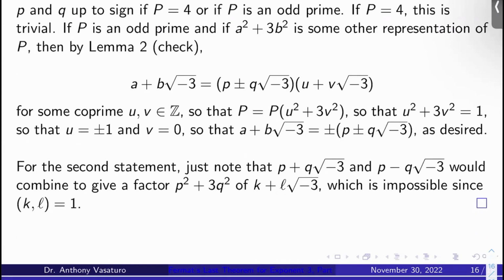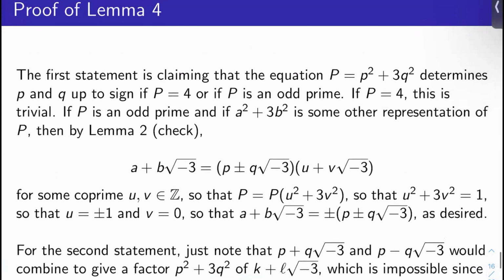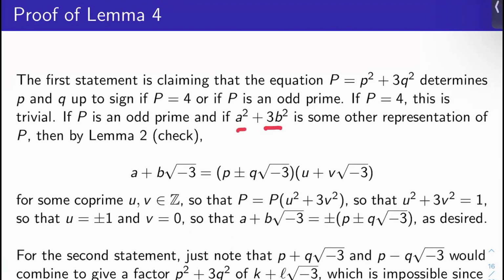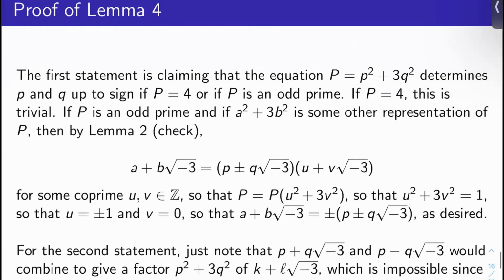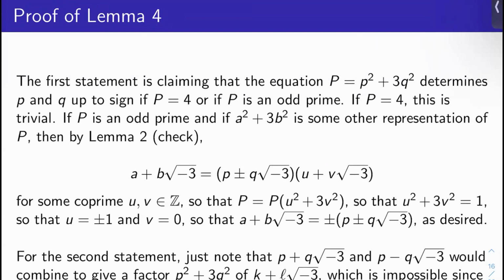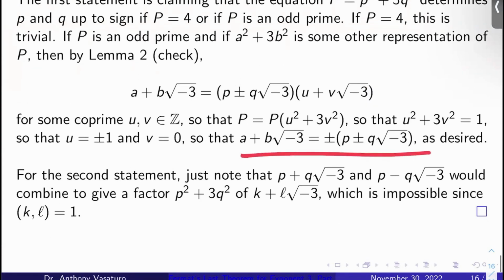Well, what does this tell us? So remember, a squared plus 3b squared and p squared plus 3q squared are representations of big P. So this equation immediately implies that big P is just big P times u squared plus 3v squared. But that means u squared plus 3v squared is 1. And so u is plus or minus 1 and v is 0. And so a plus b root negative 3 is just plus or minus p plus or minus q root negative 3, which is what we are claiming, right? We are claiming that this representation determines p and q up to sign. Well, that's what this says, right?